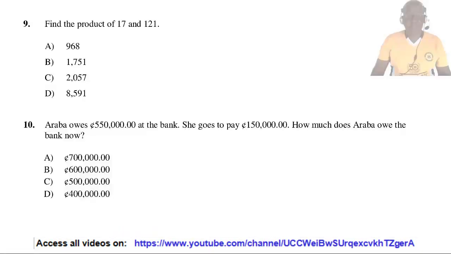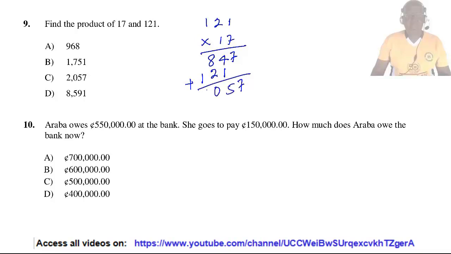Question 9. Find the product of 17 and 121. That is the multiplication of 121 by 17. 7 times 1 is 7. 7 times 2 is 14, carry 1. 7 times 1 is 7 plus 1, 8. 1 times 1 is 1. 1 times 2 is 2. 1 times 1 is 1. So the addition gives 2, 0, 5, 7. So the answer is C.